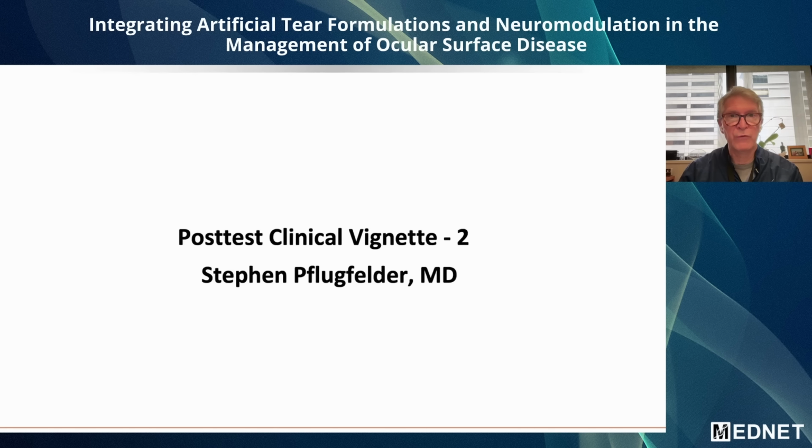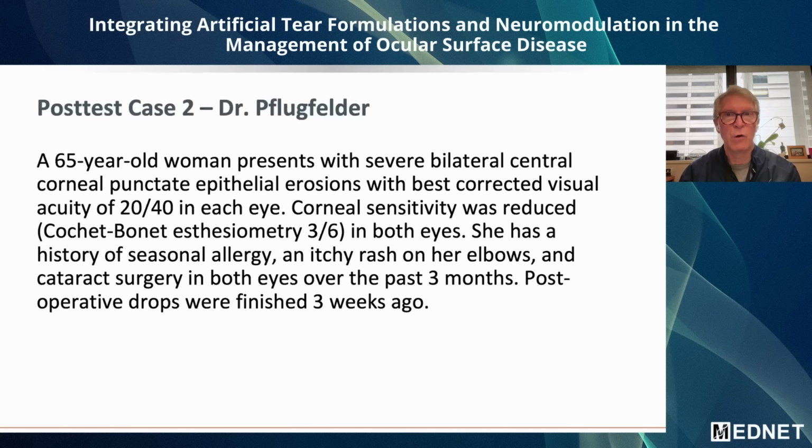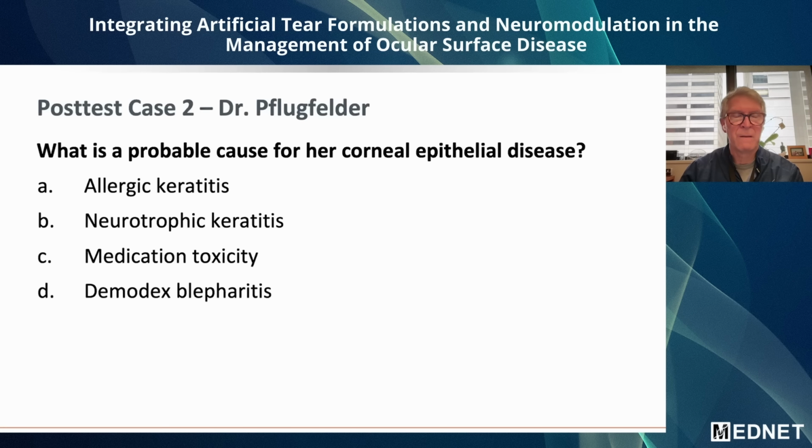I'd like to conclude with the post-test vignette. Again, this 65-year-old woman has severe bilateral central punctate epithelial erosions with visual acuity decreased to 20/40, and reduced central corneal sensitivity. She has a history of allergy, an itchy rash in her elbows, and cataract surgery 3 months ago, but has been off drops for 3 weeks. What's the probable cause for her epithelial disease? A, allergic keratitis, neurotrophic keratitis, medication toxicity, or Demodex blepharitis.